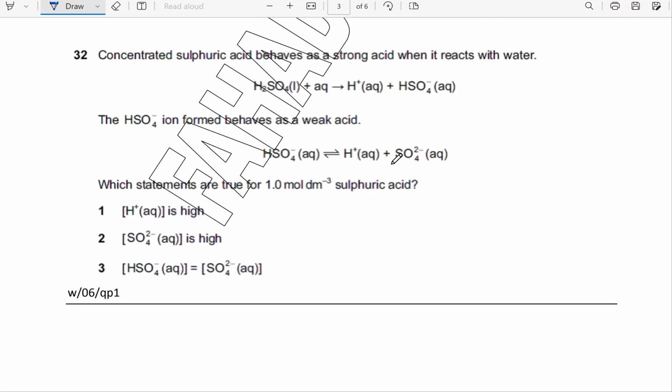So the statement strong acid, does that mean it donates more H plus ions? Yes. Is that what it means? Okay. So this is a strong acid. It forms this ion, and he's saying this ion is a weak acid. So is the first statement correct? Number 1.